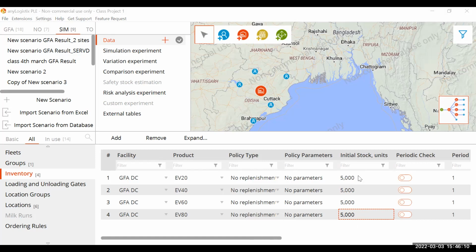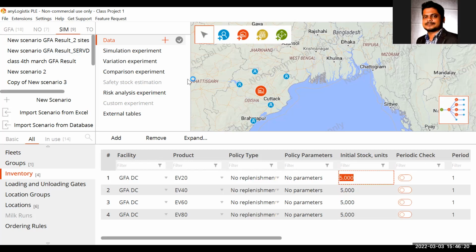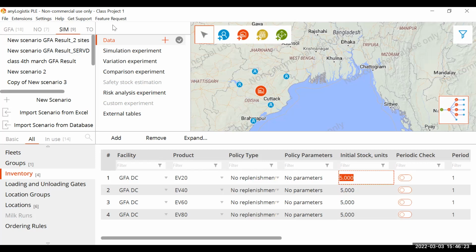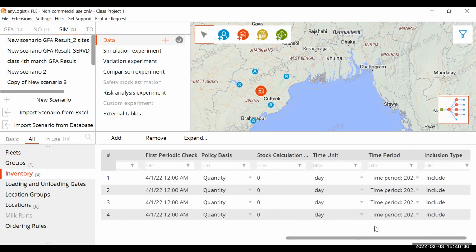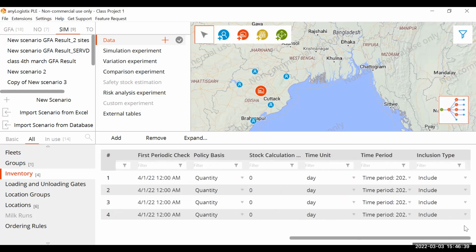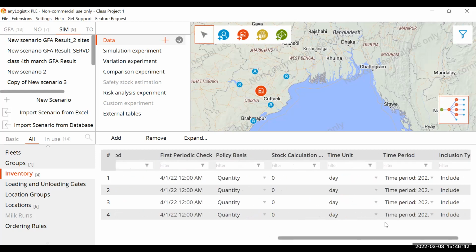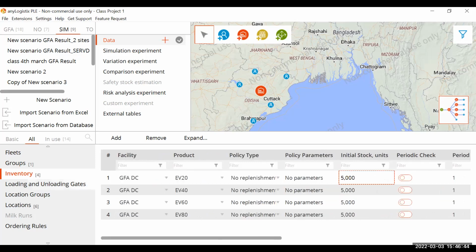Yeah, sorry for that. So initial stock, I have kept it a large quantity so that it does not happen that you do not have stock to meet an order from the customer, right? So any questions, any doubt up to this point? So the inventory part is done.